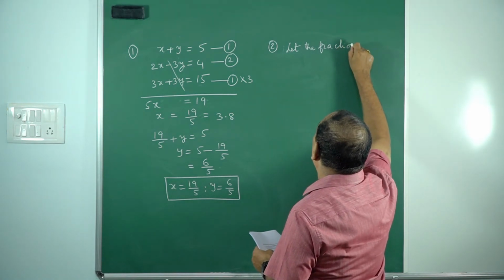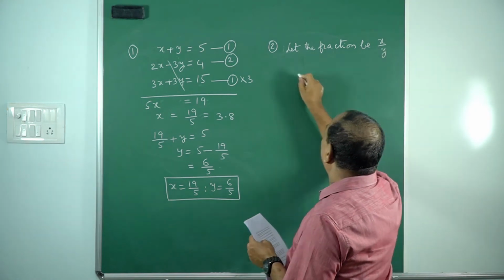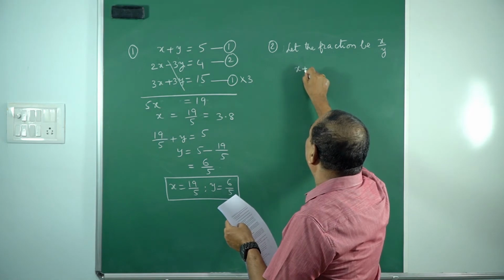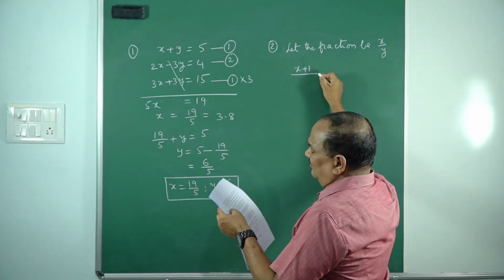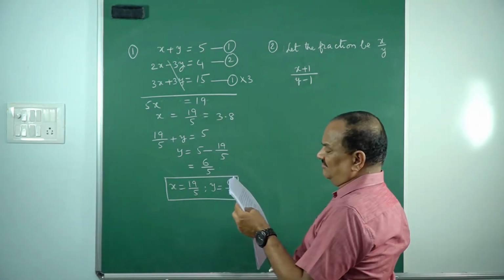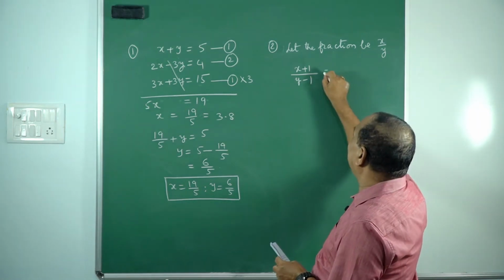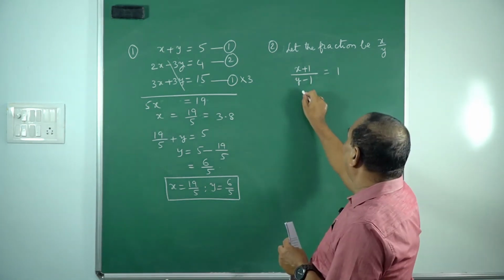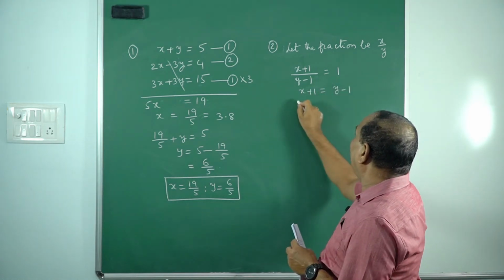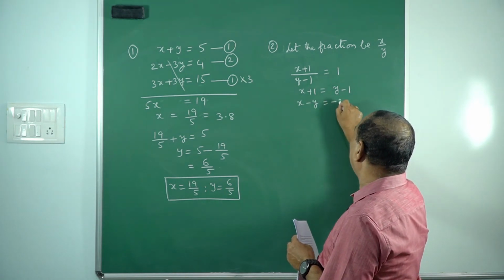Let the fraction be x on y. Here he says, if we add 1 to the numerator, x becomes x plus 1, and subtract 1 from the denominator, from y take away 1, and if the fraction reduces to 1, it is just 1. So cross multiplication, x plus 1 is equal to y minus 1, and x minus y is equal to, this plus 1 comes to this side, minus 2.